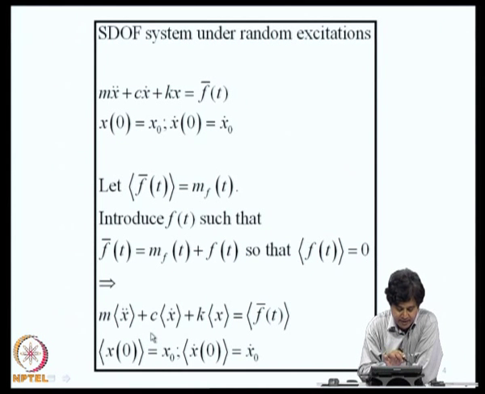Now, if we take expectations on both sides of this equation, we get m times expectation of x double dot plus c times expectation of x dot plus k times expectation of x. This must be equal to the expectation of f bar of t. Similarly, the expected values of the initial conditions will be x naught and x naught dot. So, in our analysis we are assuming that x naught and x naught dot are deterministic. They can also be random. For the time being we are not including that possibility.